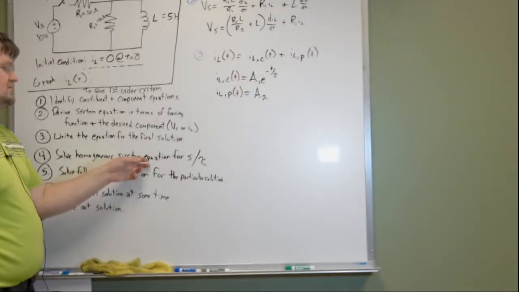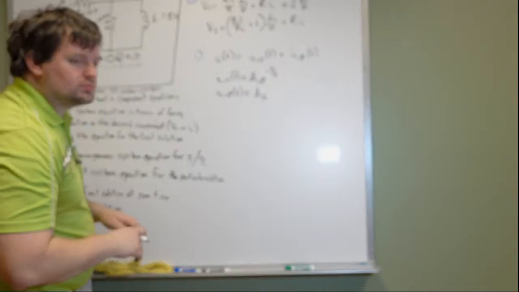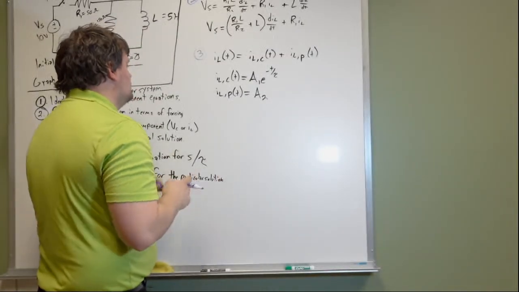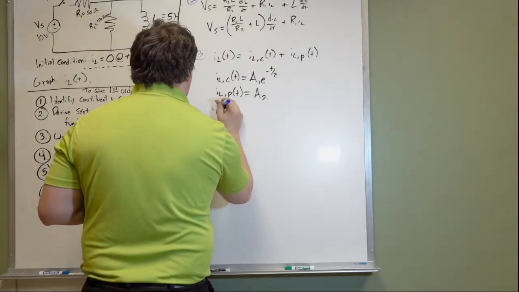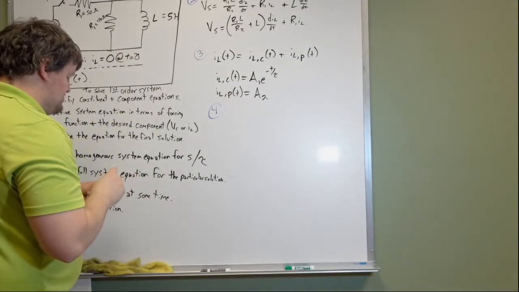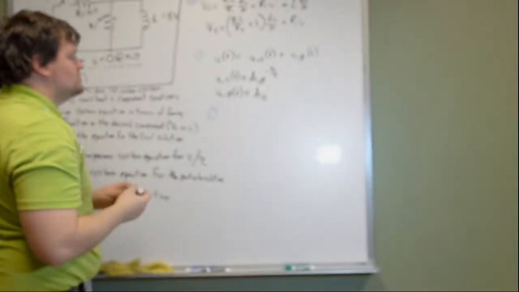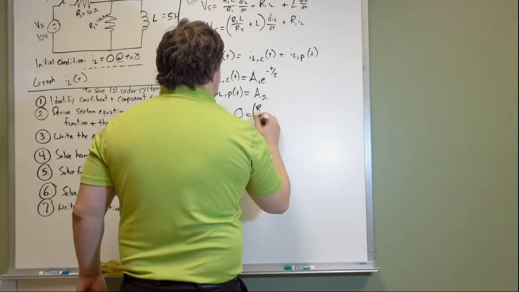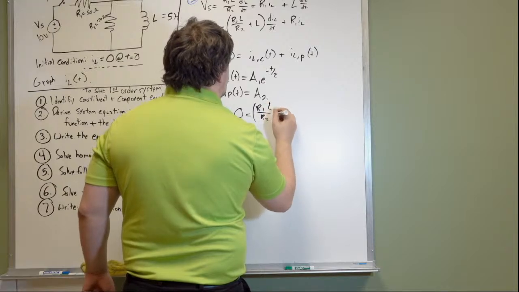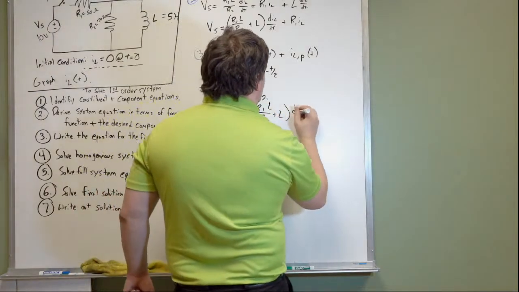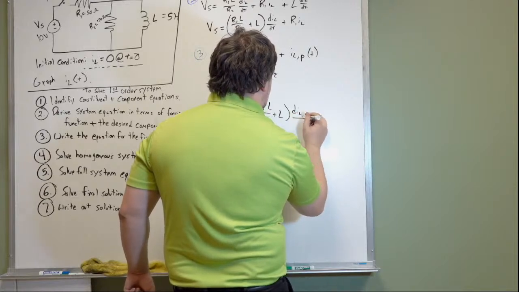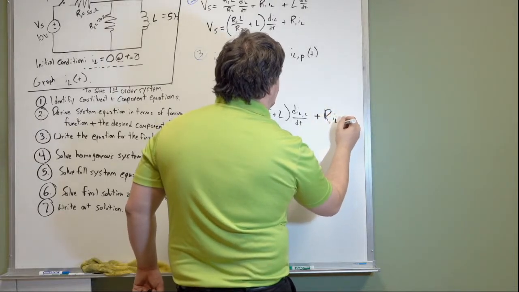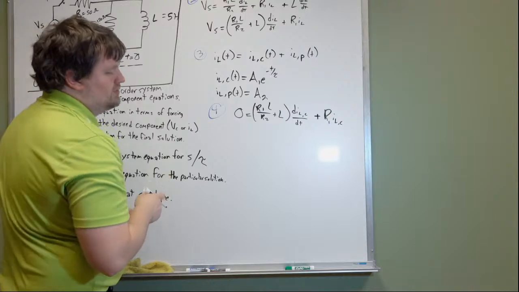Step 4, solve the homogeneous system equation for S or tau. And that's not S divided by tau, it's S or tau. So here we have step number 4. First step in step number 4 is to write the system equation as a homogeneous equation, which means we just replace the forcing function with 0. So this is R1L over R2 plus L times dILC/dt plus R1 ILC.